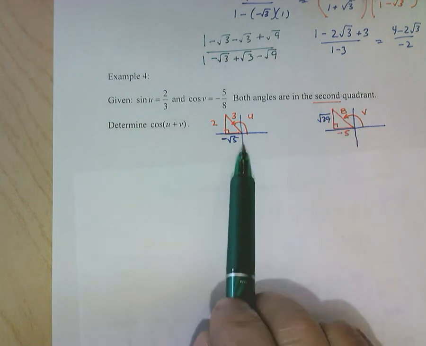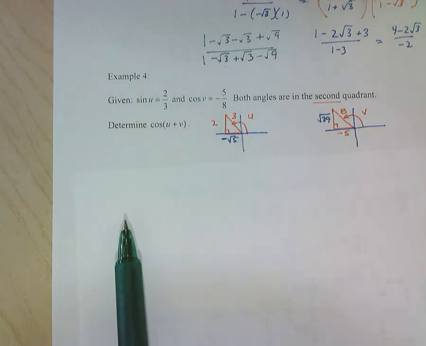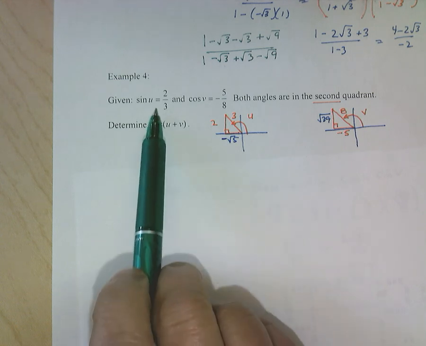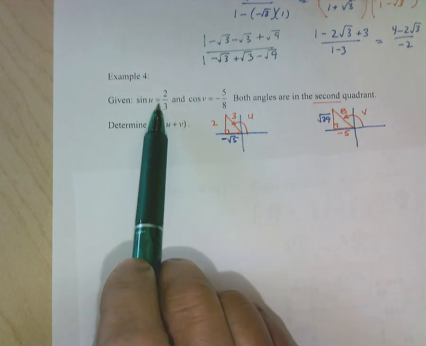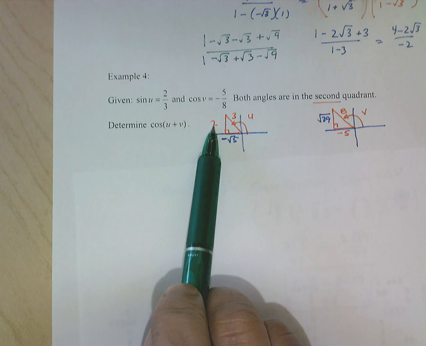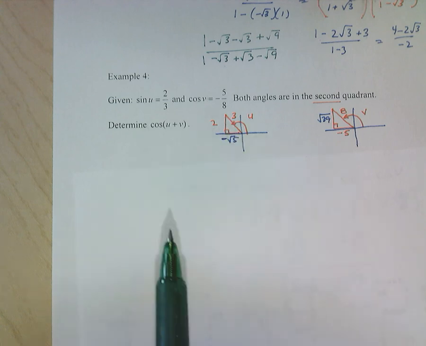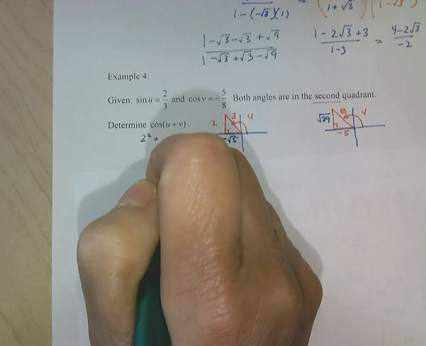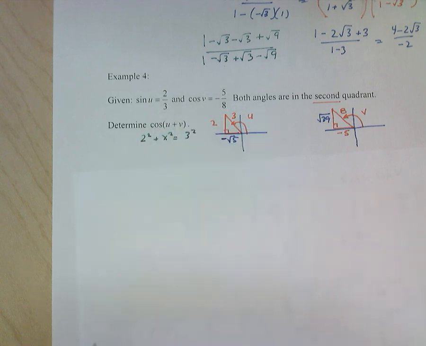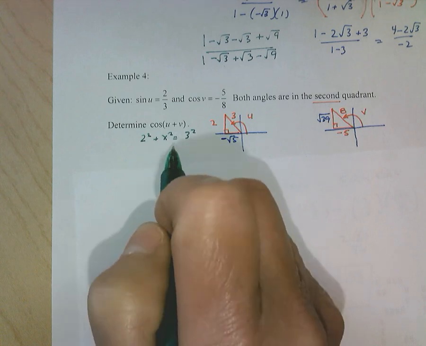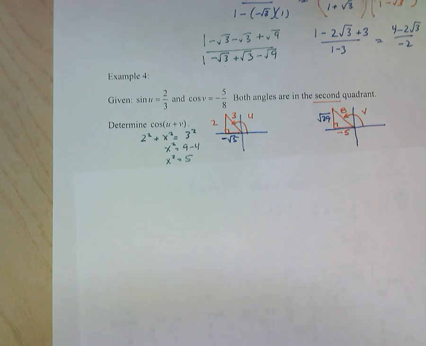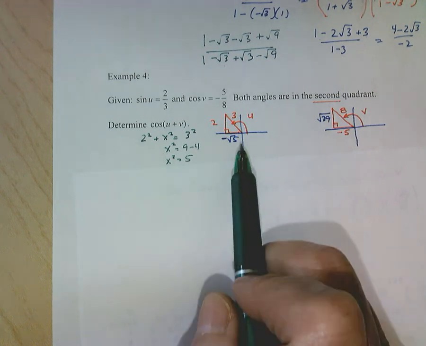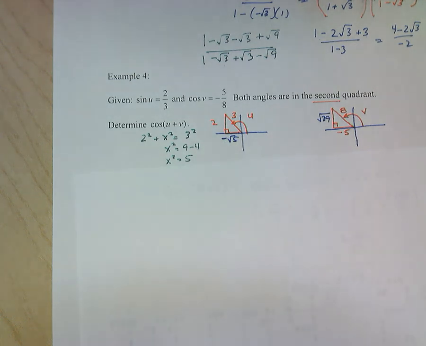Since it's in the second quadrant, I draw a coordinate plane, I draw a triangle in the second quadrant, and I'm given sine of U, so this is the angle U. Opposite is 2, hypotenuse is 3. So I get 2 squared plus x squared equals 3 squared. When I solve that, I get x squared is equal to 9 minus 4, so x squared is equal to 5. So x is equal to plus or minus the square root of 5. But since I'm moving left, it's a negative.